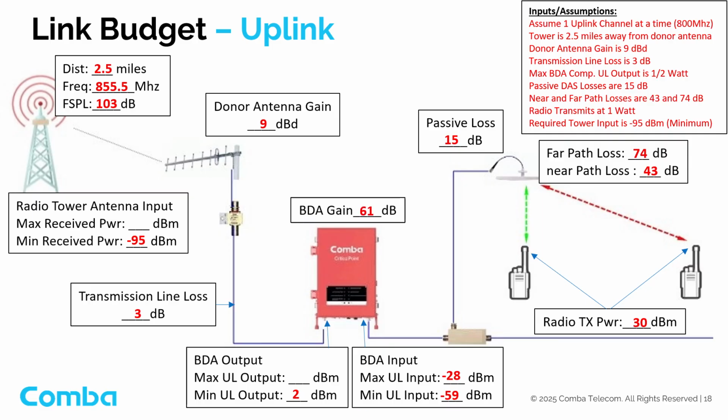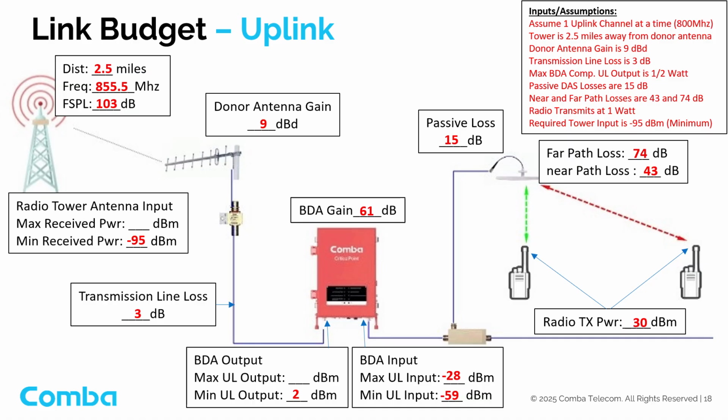Next, now that we have calculated the BDA uplink gain, we can apply that gain to the maximum BDA uplink input signal to determine our maximum BDA uplink output power. We use the formula, the maximum BDA uplink output power is equal to the maximum BDA uplink input power plus the BDA uplink gain, which gives us negative 28 dBm plus 61 dB equals 33 dBm.